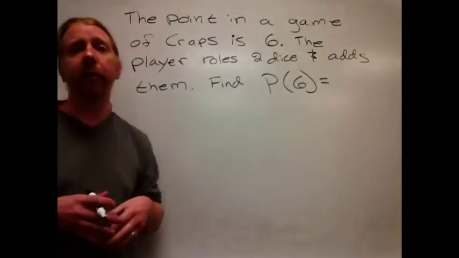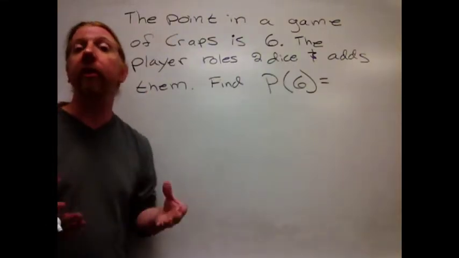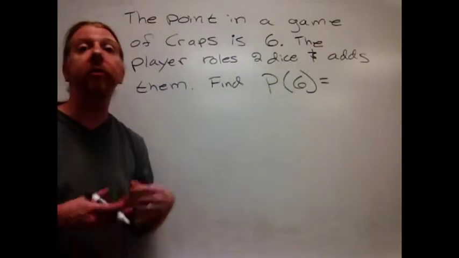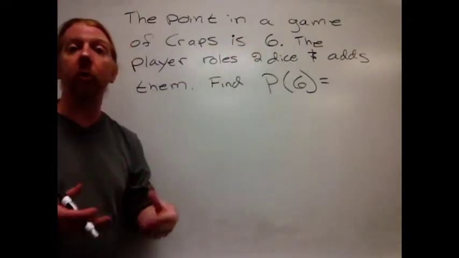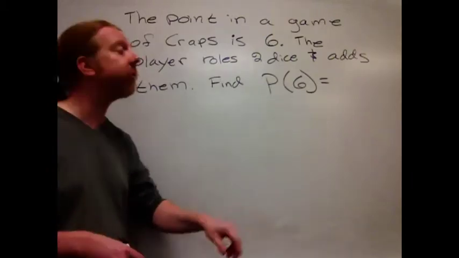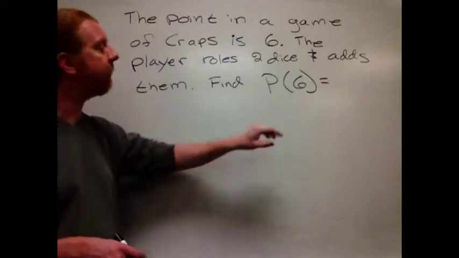Our next example is going to involve a problem from the dice game Craps. You'll see it in a lot of casinos. It's a very popular game because it's very social. In this game, the point is 6, which means the goal of the shooter, or the person rolling the dice, is to roll a 6 before he rolls a 7 or an 11.